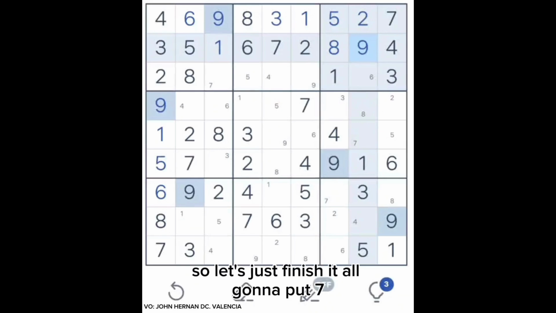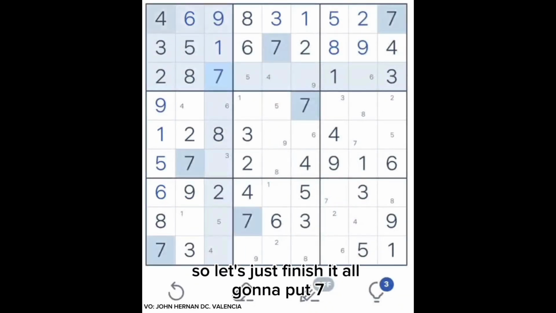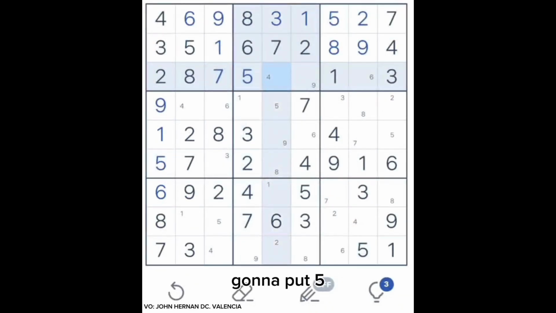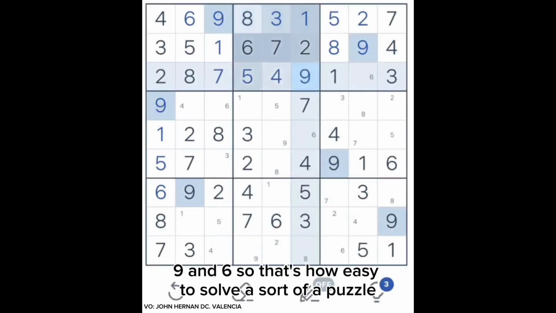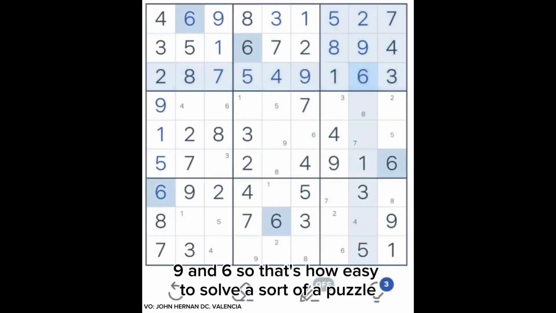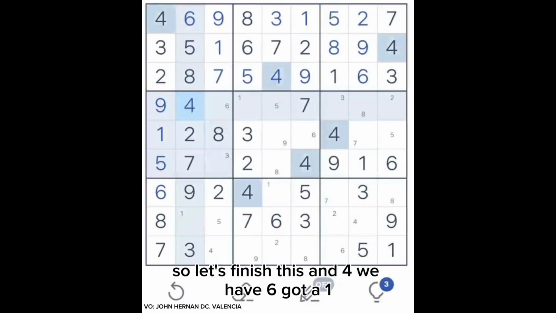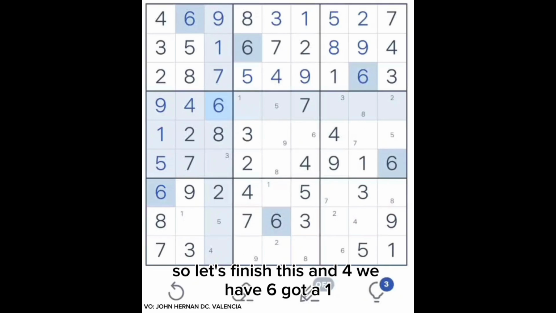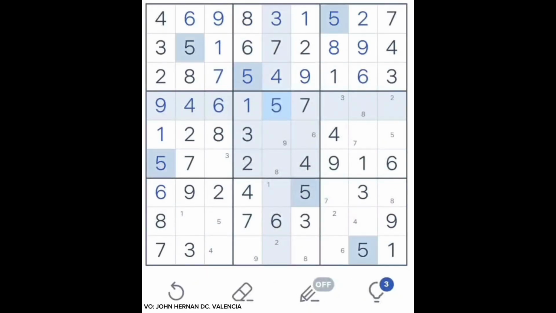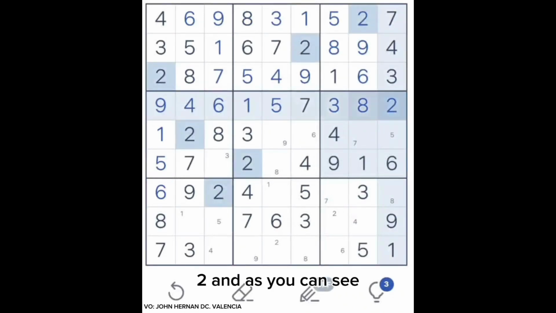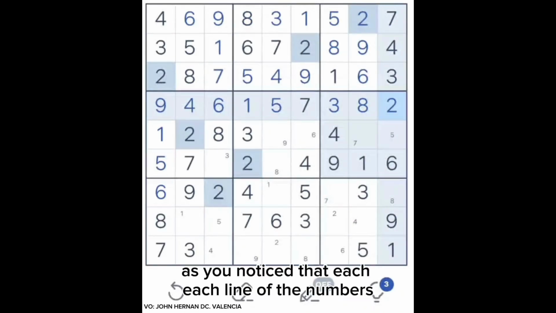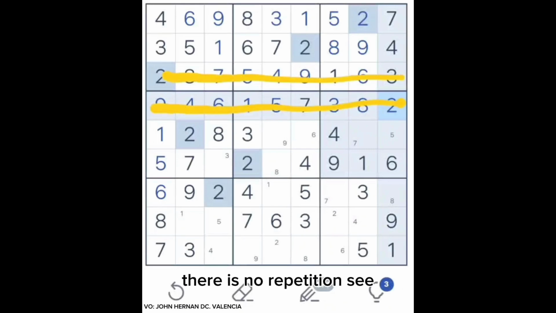So let's just finish it all. I'm gonna put 7, 5, 4, 9, and 6. That's how easy it is to solve a Sudoku puzzle. Let's finish this. We have 4, we have 6, we got a 1, 5, 3, 8, 2. And as you noticed, in each line of numbers, there is no repetition.